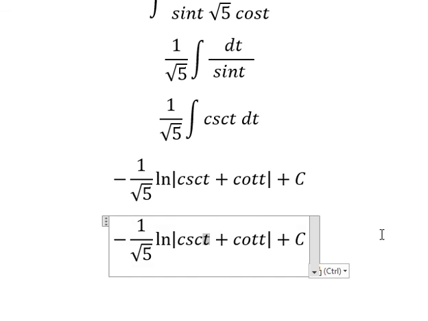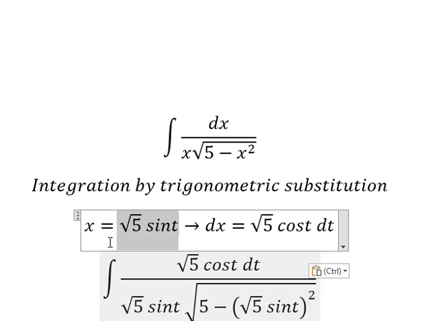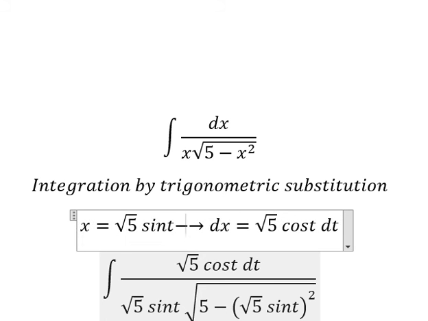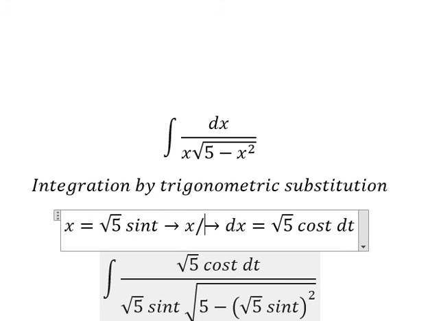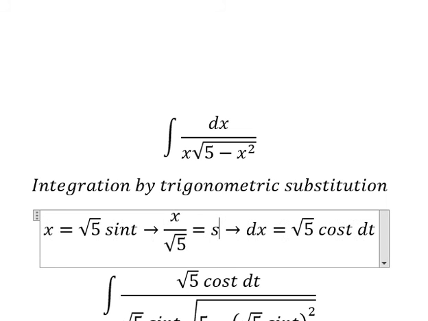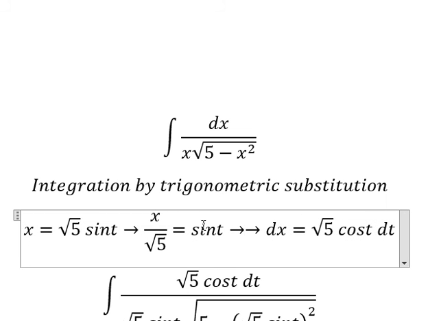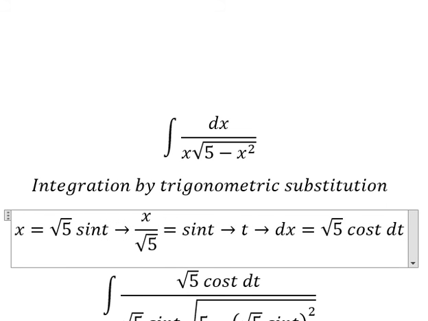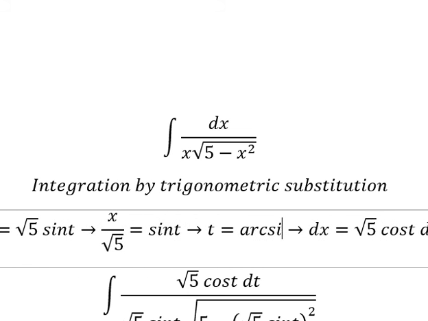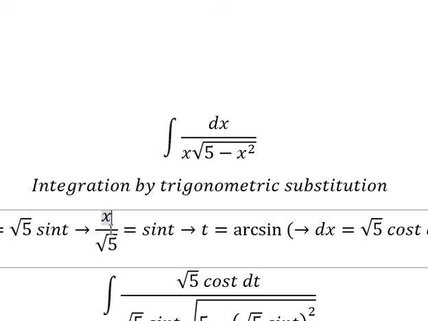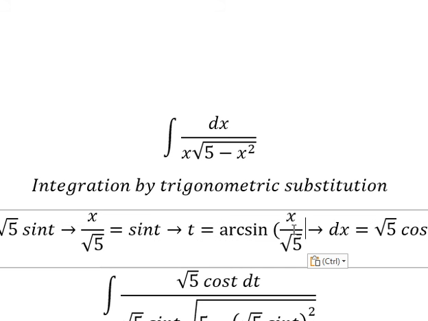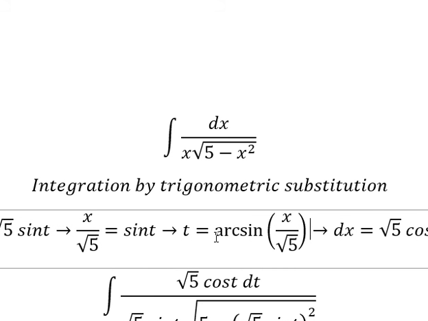About t, that is about this one. So we need to divide both sides by the square root of 5. And now you get t equals arc sine of this one. And now I will put this one to change for t.